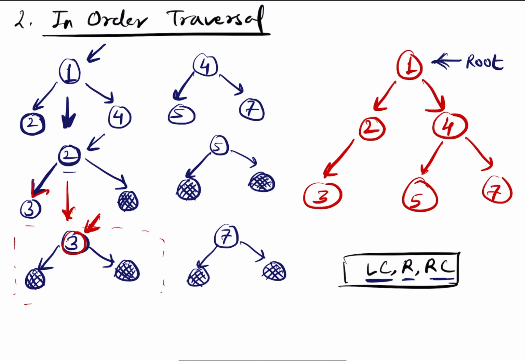For this, we will process its left child first, which is null. You can see, so we will come to here. And since it is null, we will directly print it. So the left child is processed for this one.